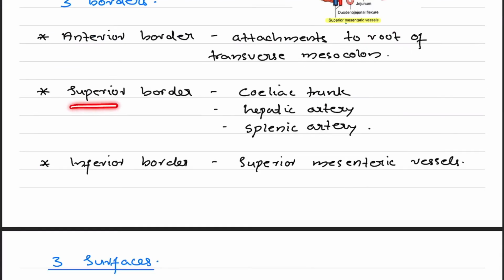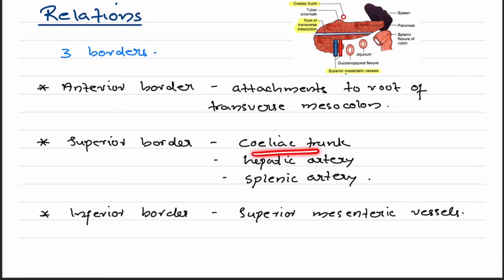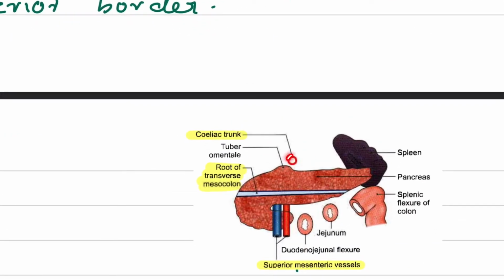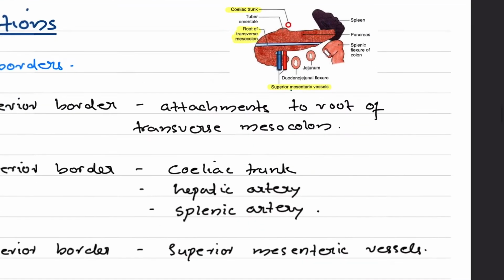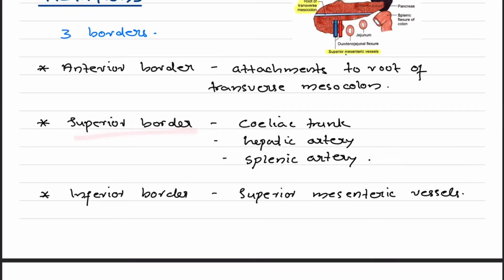Next we have the superior border. In the superior border, we have the celiac trunk, hepatic artery and splenic artery. So this is our celiac trunk. From the celiac trunk we have three branches. One is the splenic artery, next is the left gastric artery, then third is the common hepatic artery. So the celiac trunk, splenic artery and hepatic artery are related to the superior border.